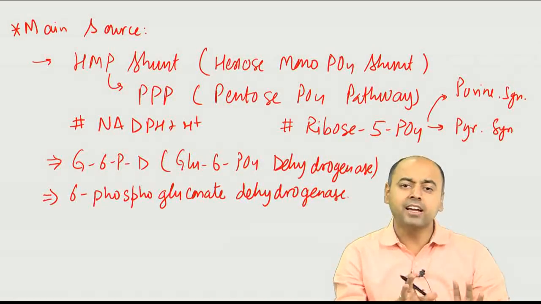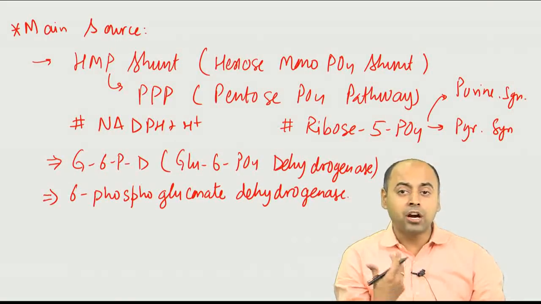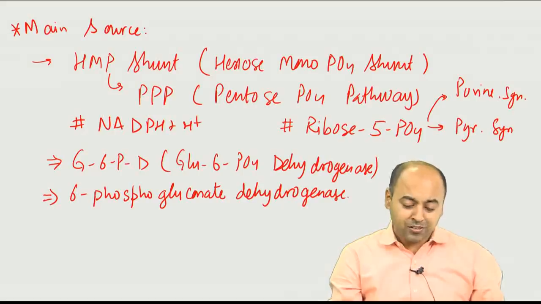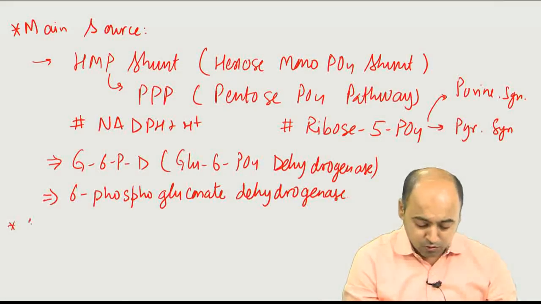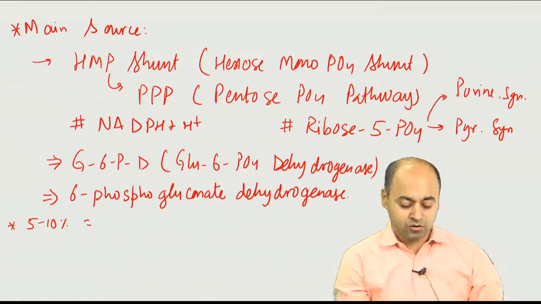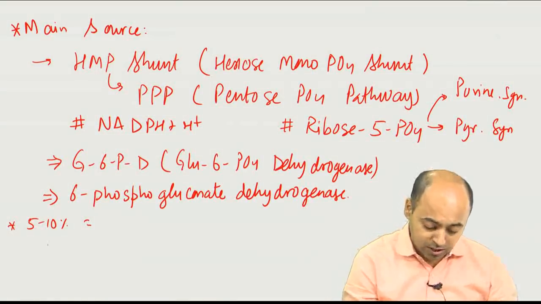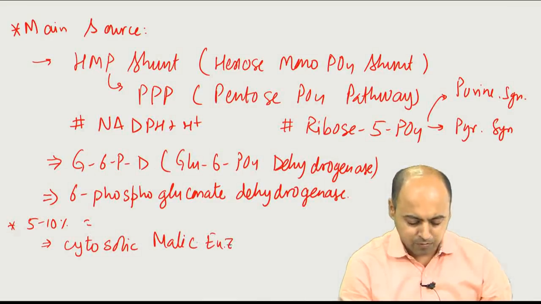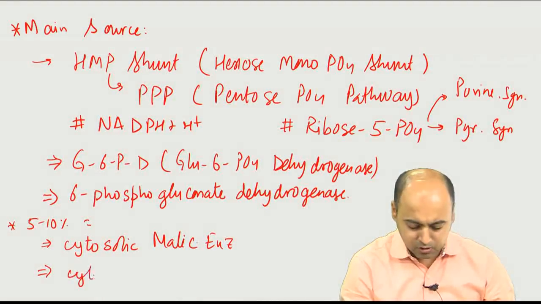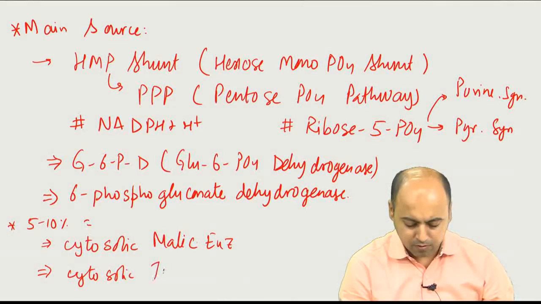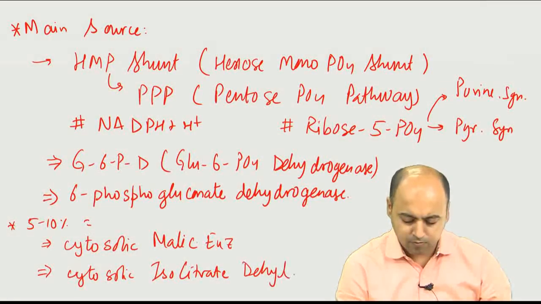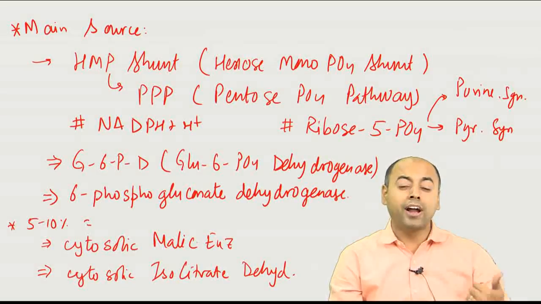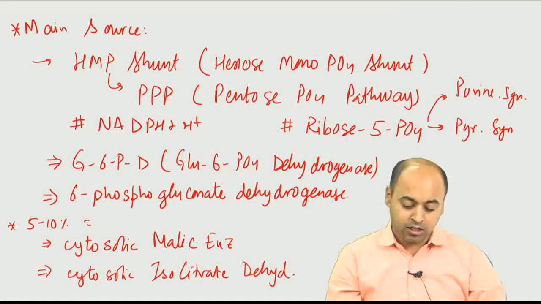Most of the NADPH inside the cell in the cytoplasm will come from these two enzymes, which are part of the HMP shunt, but a very small percentage, about 5 to 10% of the cytoplasmic NADPH, will come from cytosolic malic enzyme and the cytosolic isocitrate dehydrogenase. These are the two additional sources of NADPH inside the cytoplasm.